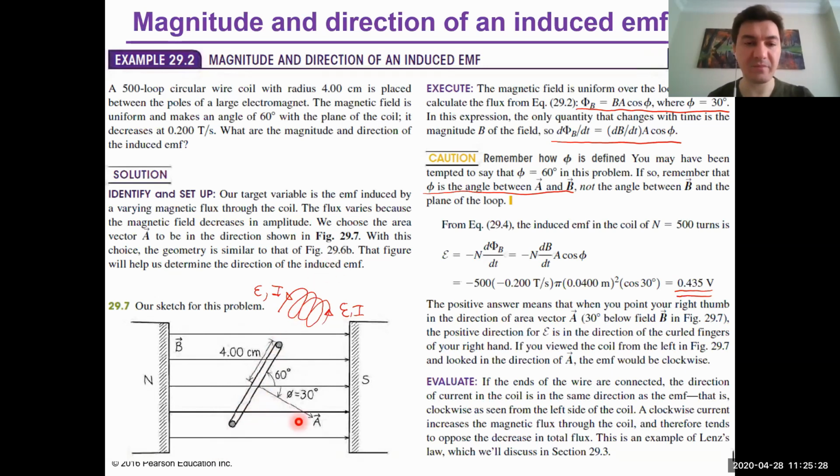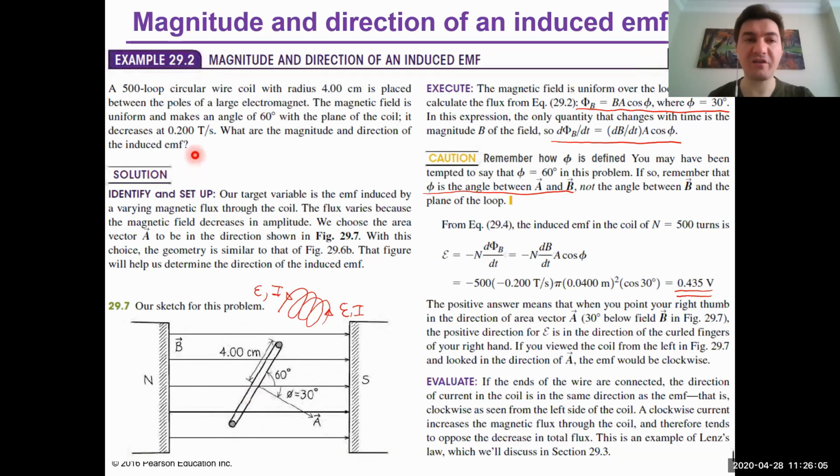And this is the direction of the magnetic field. So between the direction of the magnetic field and the plane of the coil, we have 60 degrees. But what about the axis in the center of the coil? According to the axis in the center of the coil, we have 30 degrees between the surface vector and the magnetic field, okay? Then the magnetic field is uniform, but it decreases at 0.2 Tesla per second.